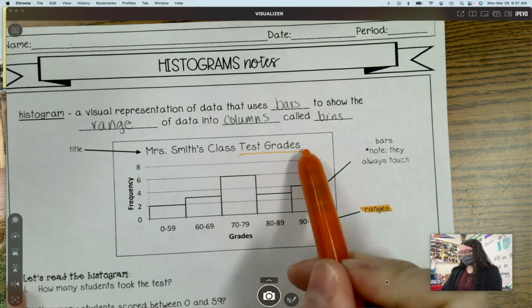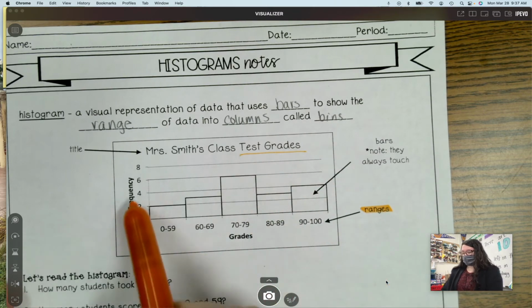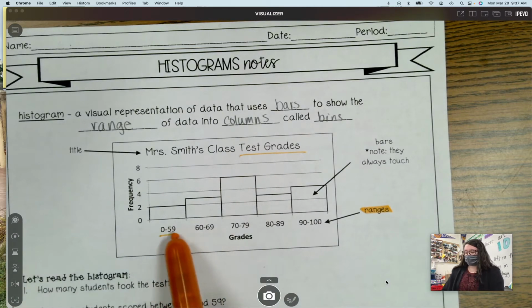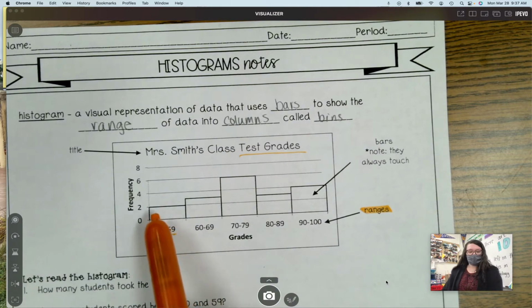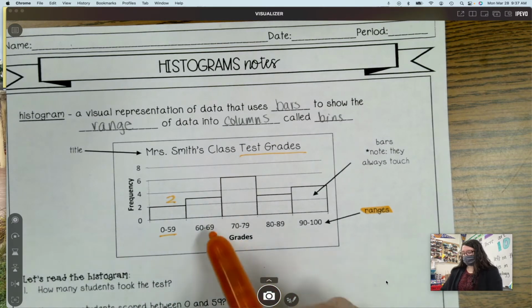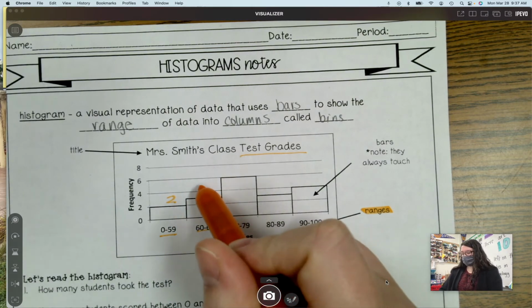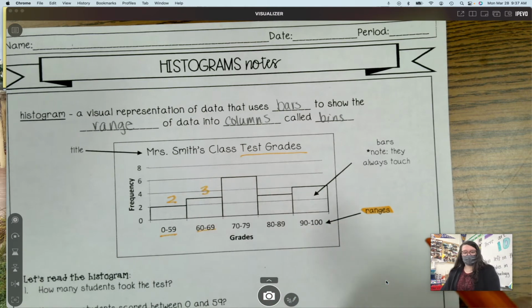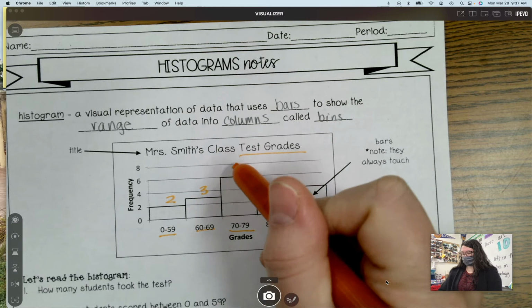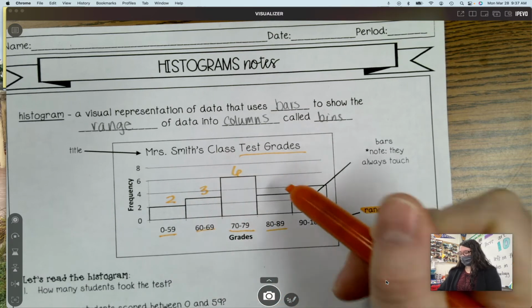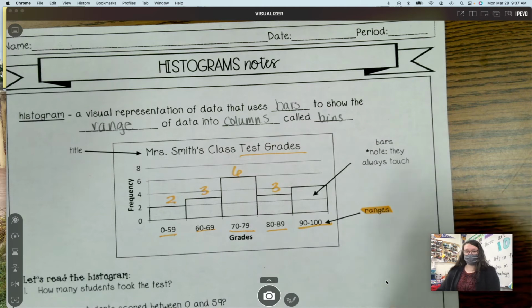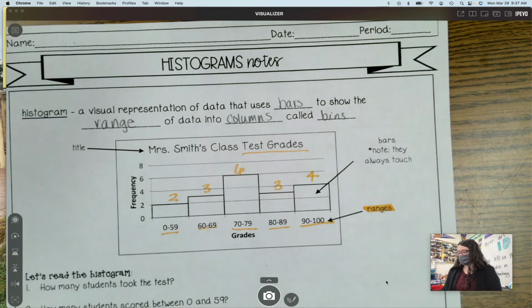Here we're taking a look at test grades and then the number of students that scored in each of those ranges. So from a 0 to 59%, we had 2 students score in that range. 60 to 69, we had 3 students score in that range. A 70 to a 79%, we had 6 students. 80 to 89, 3 students again. And then between 90 and 100, we had 4 students.